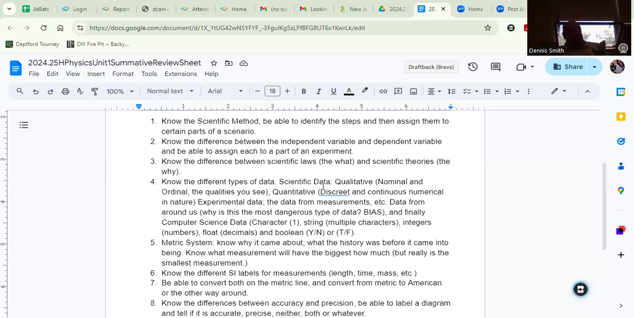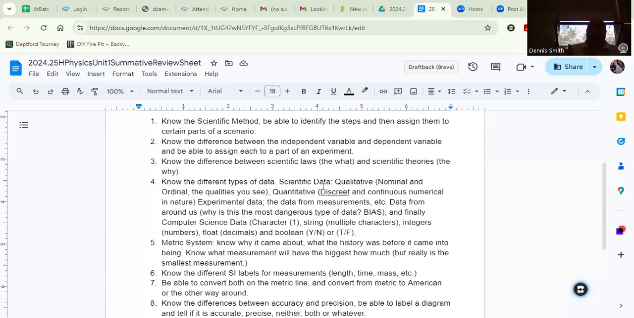In nature, you have experimental data, which is the data that you get from the measurements during the actual experiment itself, and observational data, the data from around us. And why is this the most dangerous type of data? Because it can be part of a bias, and you could slant the data to fit the needs that you want it to fit.